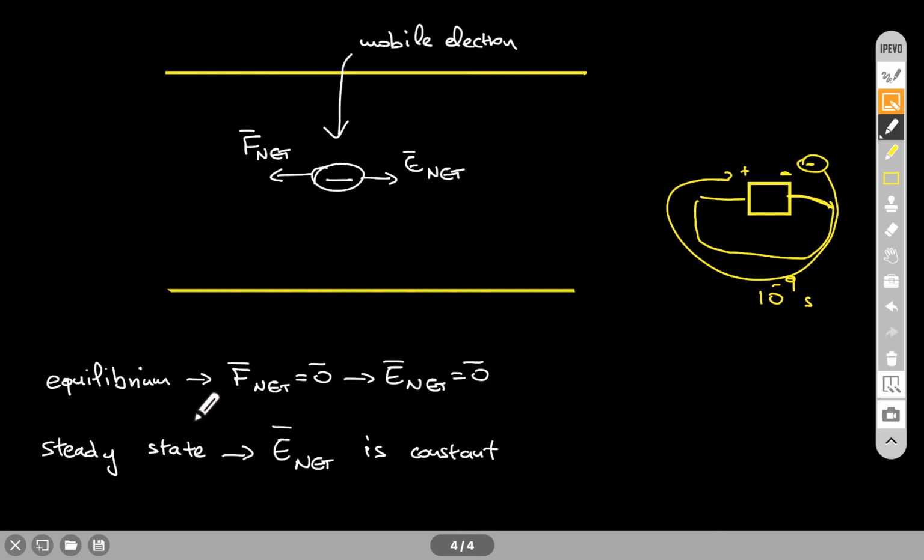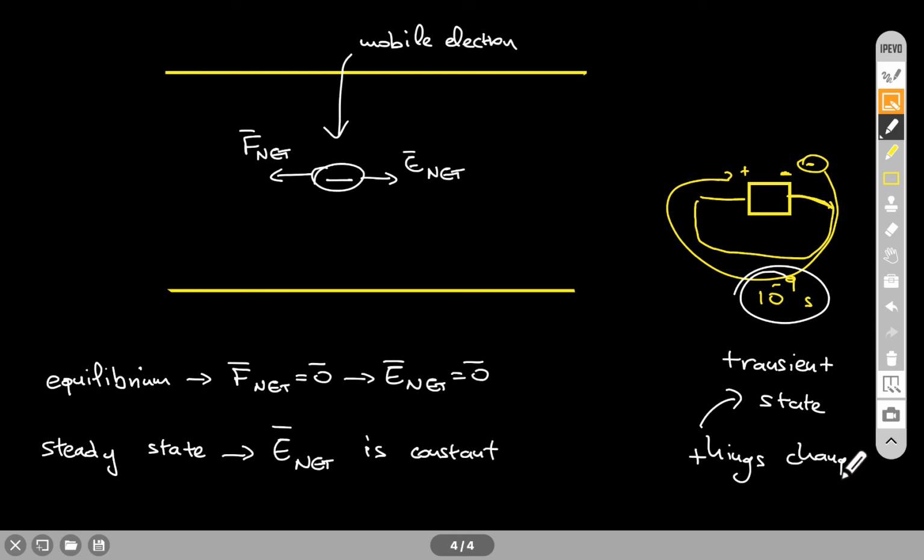Now, there is one more idea that we don't talk much about. I said before that you need to wait for 10 to minus 9 seconds, right? I said once you make the connection, you have to wait for a little bit. This is where you are in a transient state. This is where things change. So this is where the net electric field changes, the net force on your mobile electrons is changing. Things change until the steady state is established.